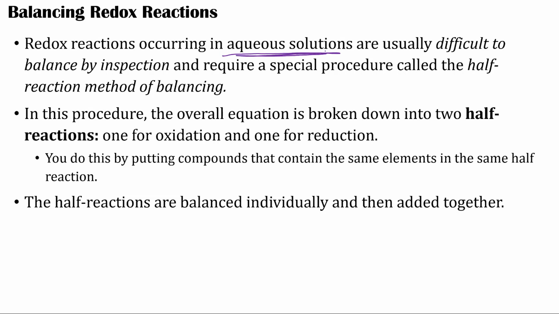In this procedure, the overall equation is broken down into two half reactions. So one's for oxidation and one is for reduction. And in the textbooks, they say you have to figure out which one's being oxidized and which one's being reduced first. You don't. You just look at similar atoms and pull it apart that way. The half reactions are balanced individually, and then we add them back together. So let's look at how this is done.